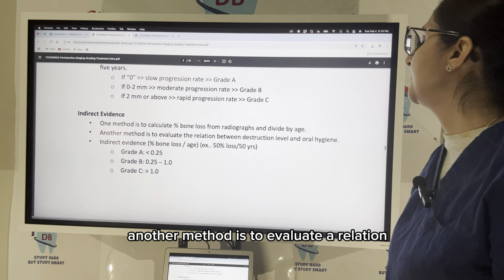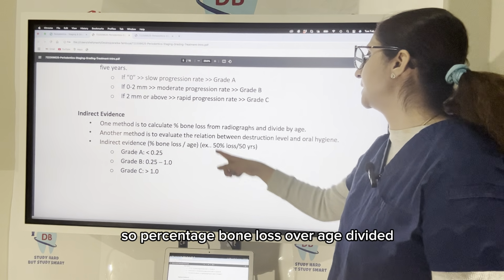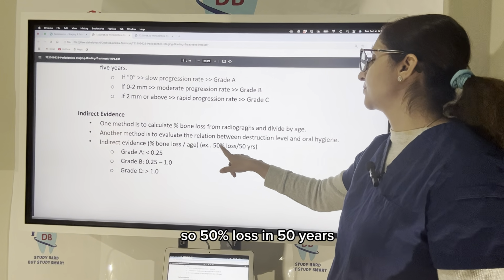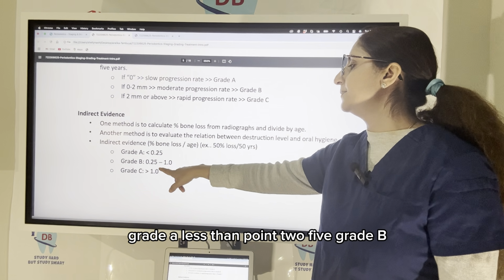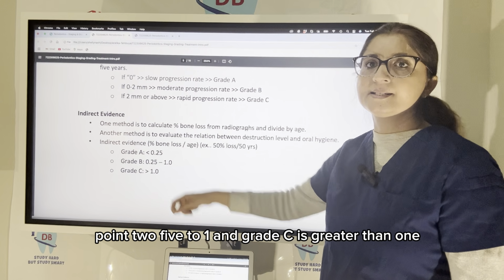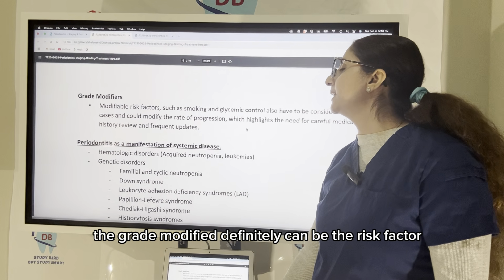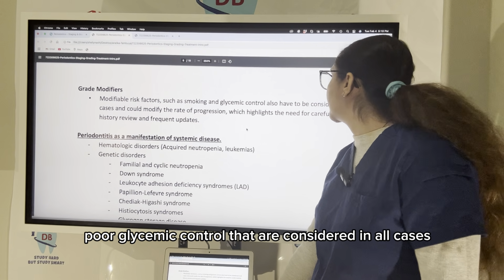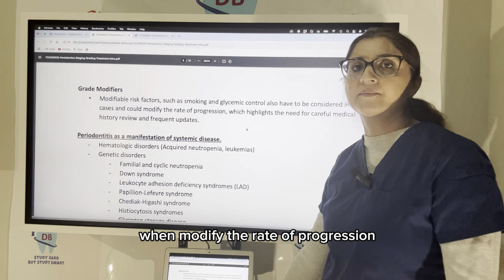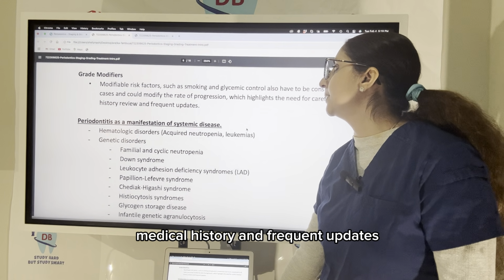Another method is to evaluate the relation between destruction level and the oral hygiene. So, percentage bone loss divided by age: 50% loss in 50 years gives 1. Grade A is less than 0.25, grade B is 0.25 to 1, and grade C is greater than 1. The grade modifiers can definitely be risk factors like smoking and poor glycemic control that are considered in all cases, as they modify the rate of progression and highlight the need for careful medical history and frequent updates.